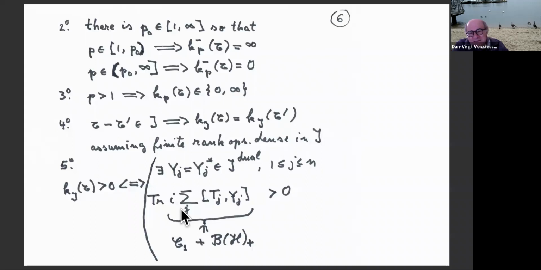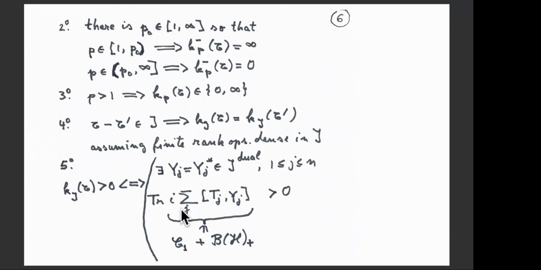Now, the number kp of tau is not very interesting. And this is said by the next property, namely, if p is larger than 1, then this kp of tau takes only the values 0 and infinity. If p is 1, then it's the same thing as k minus 1. And then there are interesting things.